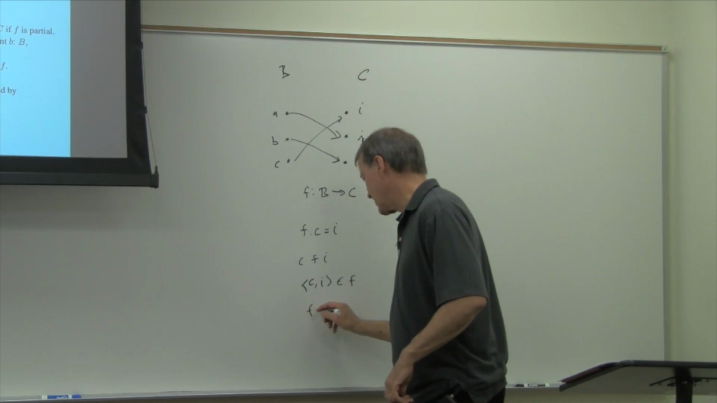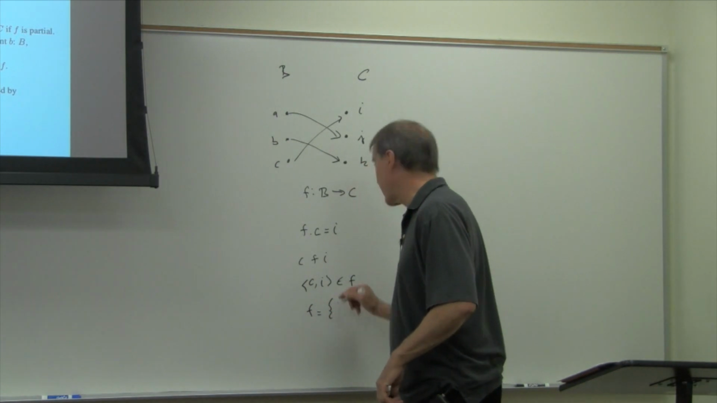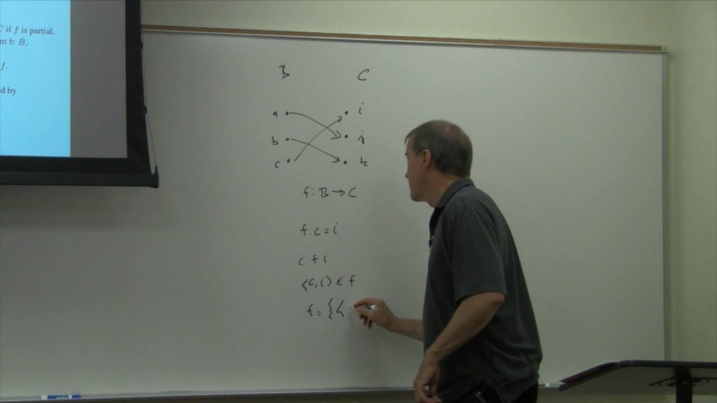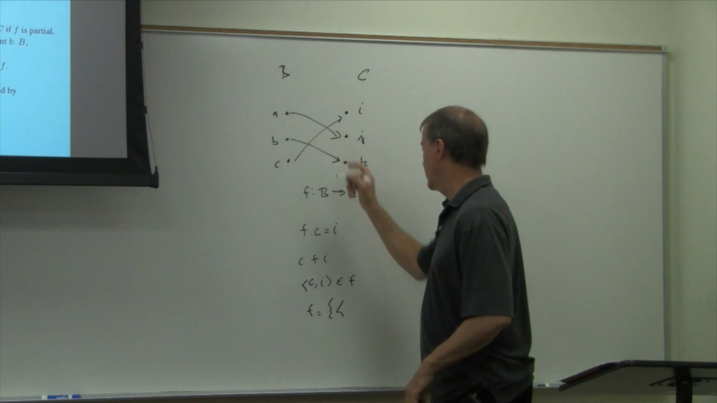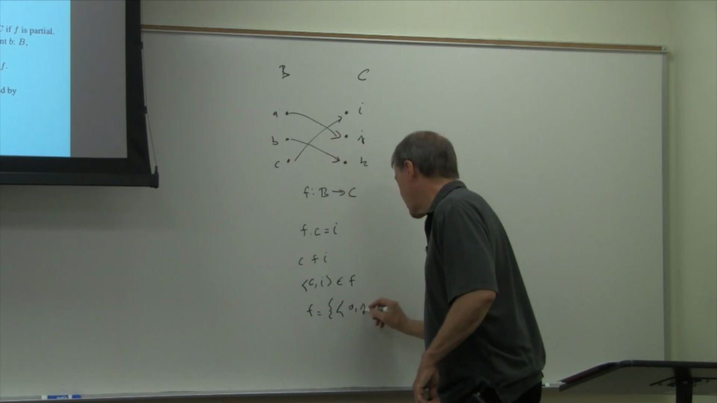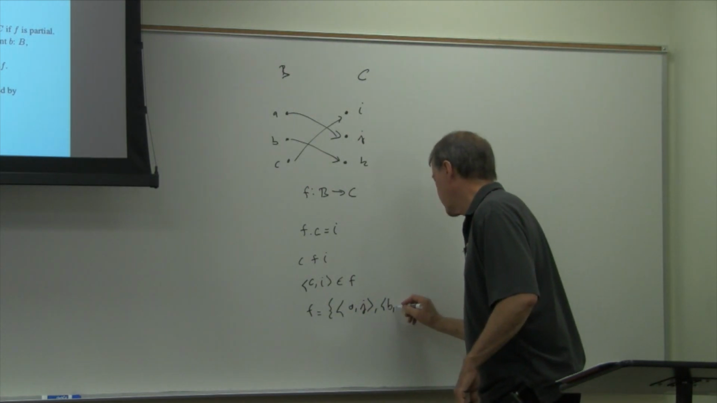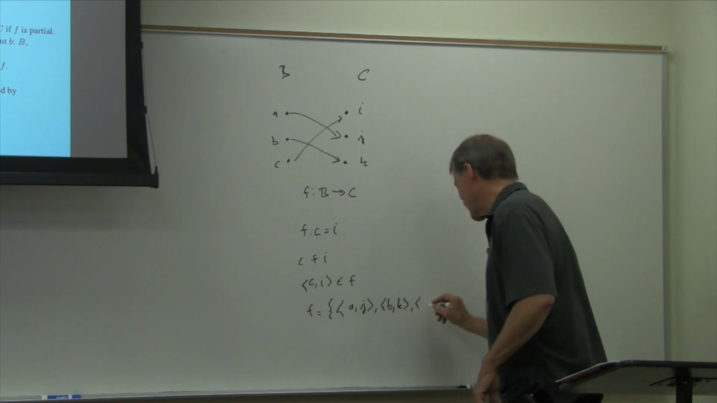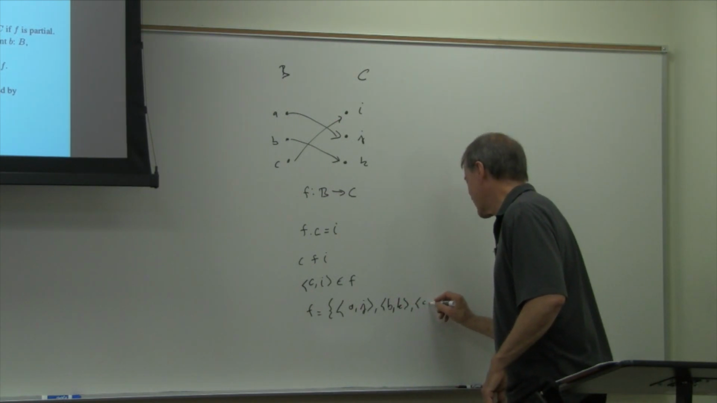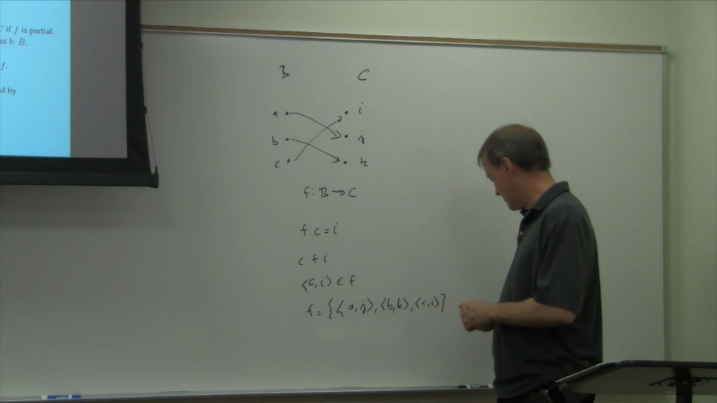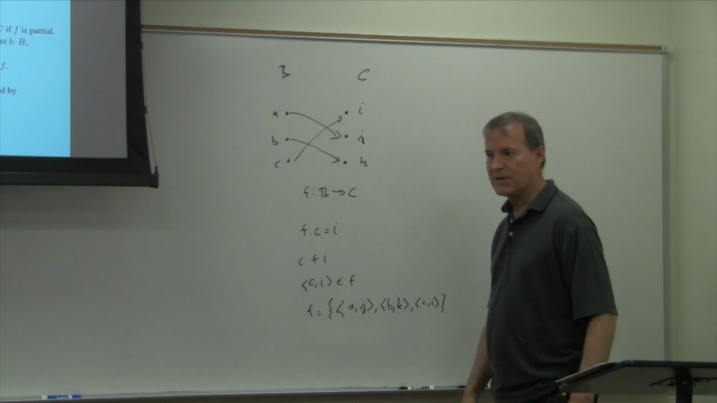Because what would F be? F would be the set of ordered pairs. In this example, what would the ordered pairs be? AJ, BK, CI. Yes. AJ, BK. My brackets are kind of squiggly here, sorry. CI. Yeah, so all of this is the same. All of this is just a notation. All right, so are we good?